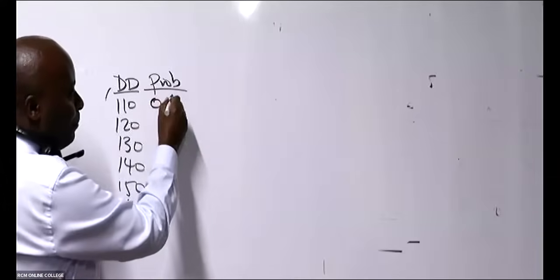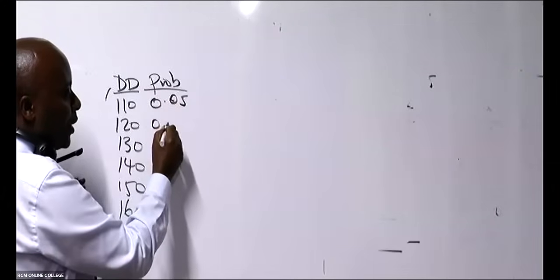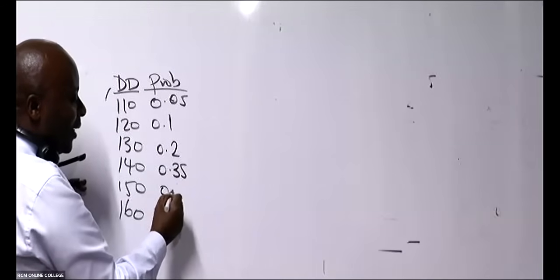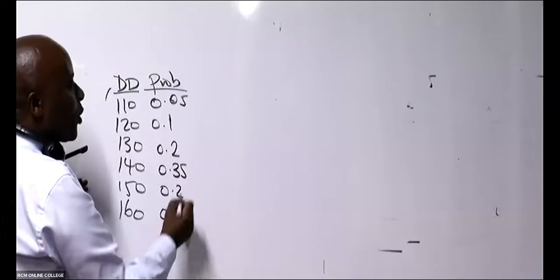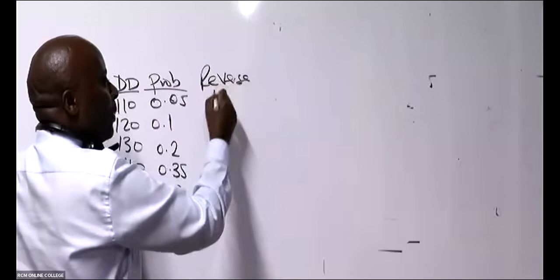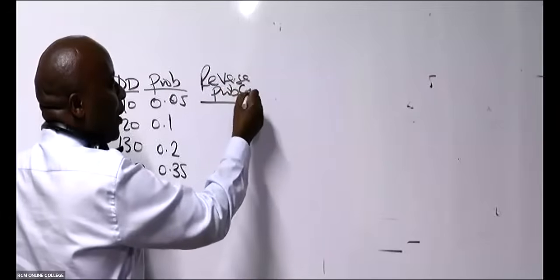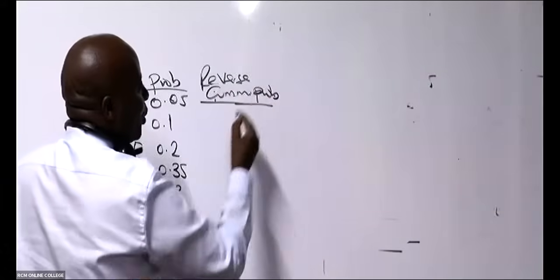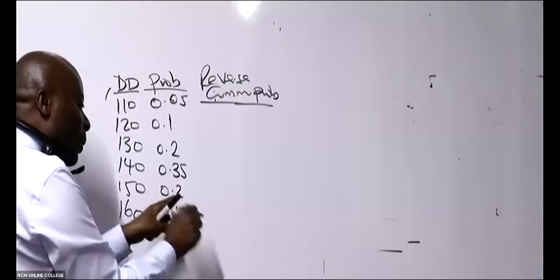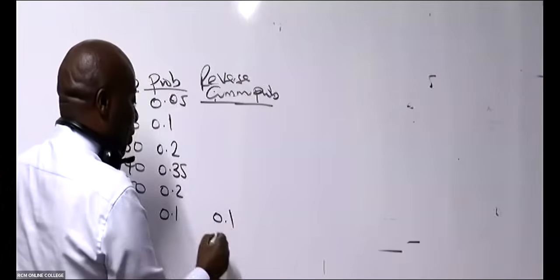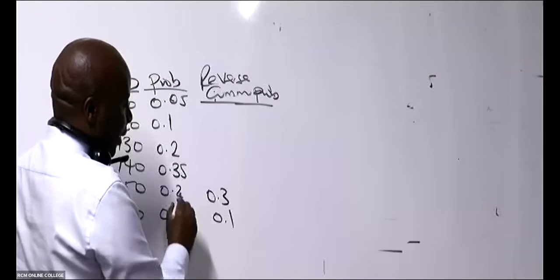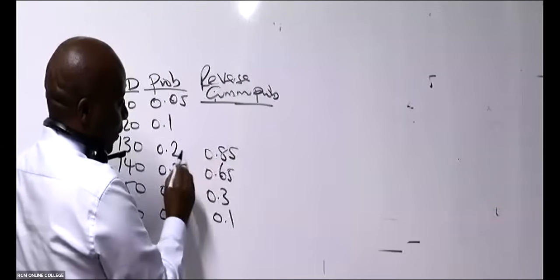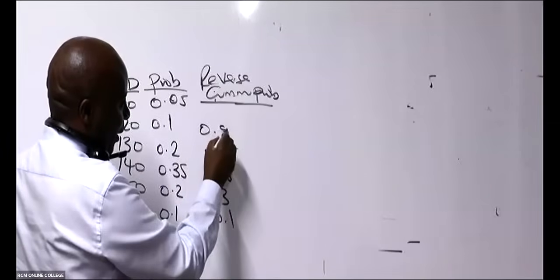The first one is 0.05. The second one is 0.1, 0.2, 0.35, 0.2, 0.1. So then you come and give us what we call reverse cumulative probabilities. You start accumulating them from down here. So we have here 0.1. When you add this one, it gives me 0.3. This gives me 0.65. This gives me 0.85, isn't it? When you accumulate, this gives me 0.95.